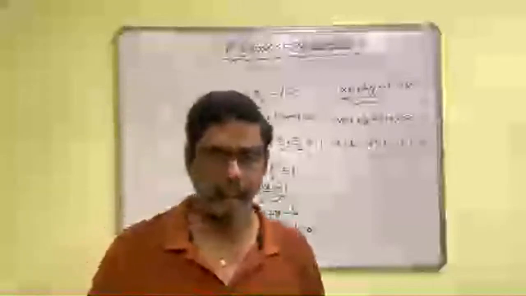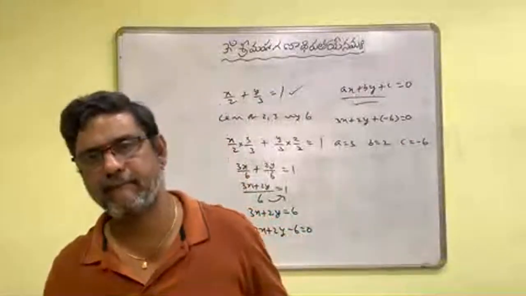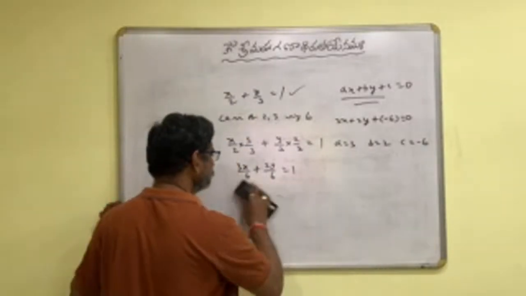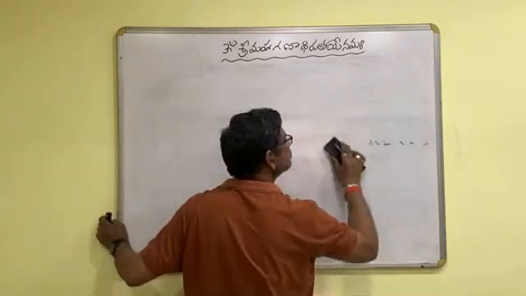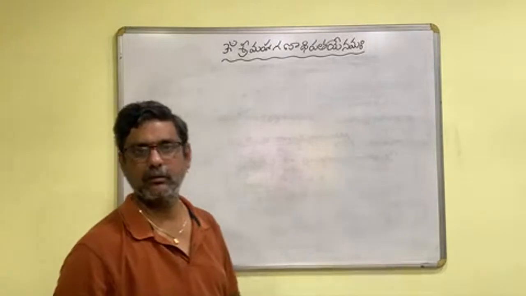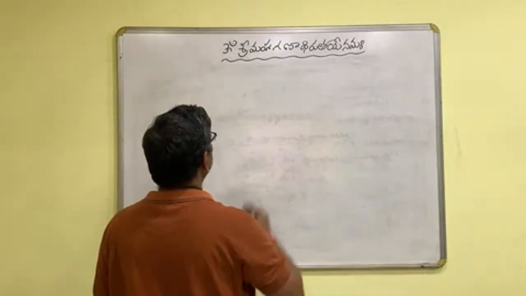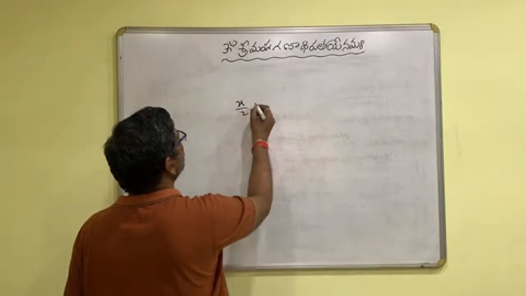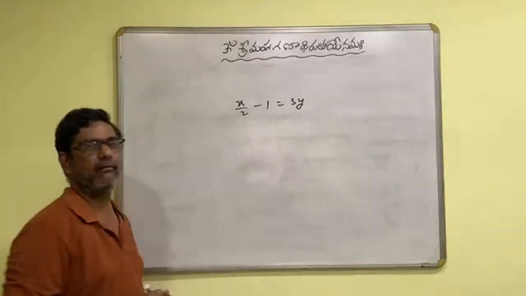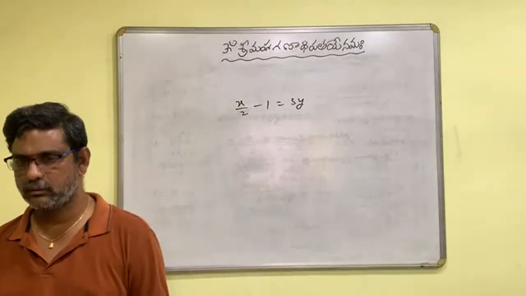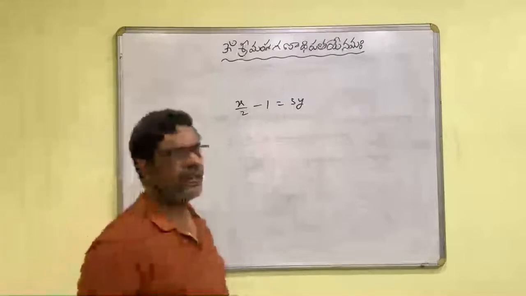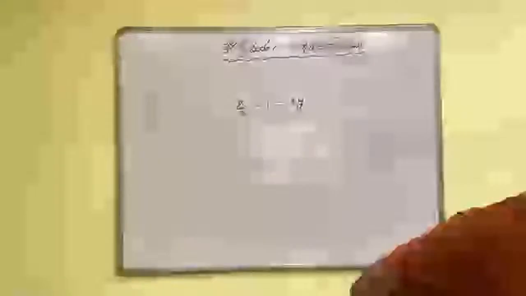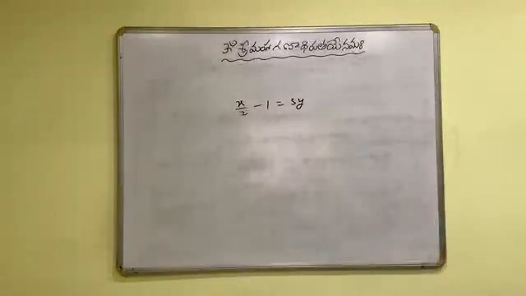Okay, children. Next question. x by 2 minus 1 is equal to 3y. Is it a linear equation in two variables?